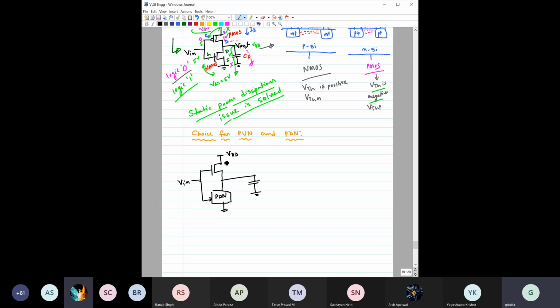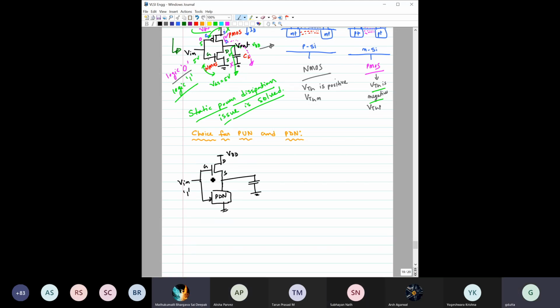But we are using NMOS as pull-up. So NMOS as pull-up means, let us say this capacitor is initially discharged, no voltage across this capacitor, right? Okay. Now, when we have given logic 1 at this Vin, this is the gate. What is this terminal, source or drain? Drain. This is the source, right?